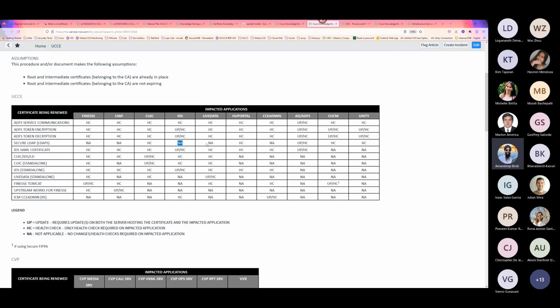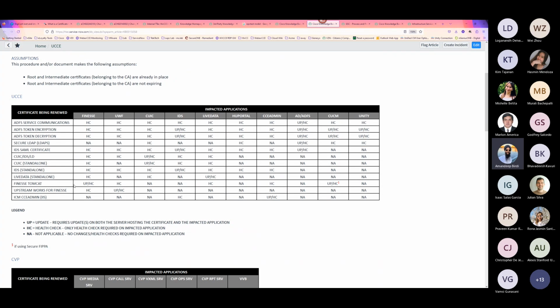IDS has nothing to do with LDAP. Live data has nothing to do with LDAP. Humanify portal is a key user of LDAP-S. That's how portal creates users in AD, right? So it's imperative that we do a health check there. CCE admin has nothing. AD, we need to do a health check and we need to do the update there, right? The LDAP cert is actually stored on the AD. So we need to do the health check and the update there. CUCM and Unity both use LDAP as well. So we need to do health checks there.